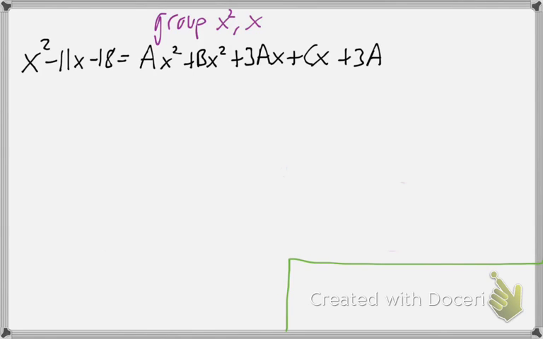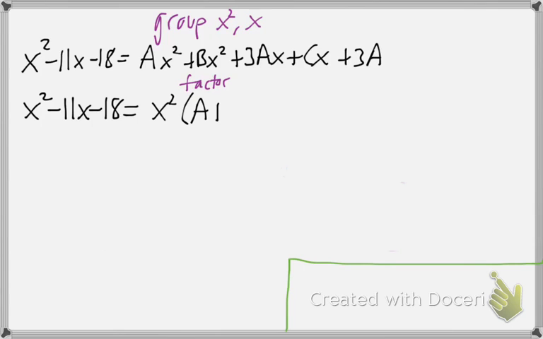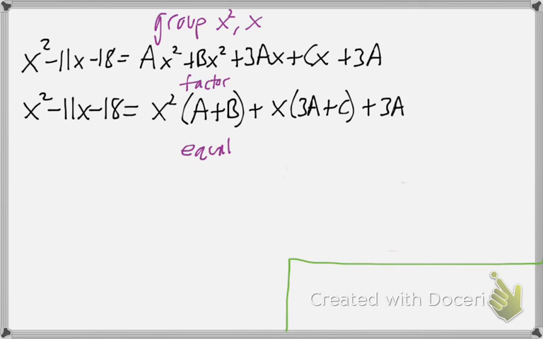So again, why we rearrange them is because now we can factor. So I'm going to factor an x squared out of that first one, leaving me with an A plus B. Then factor an x, this will be 3A plus C. Then 3A. So I do that because now I can equate my coefficients.